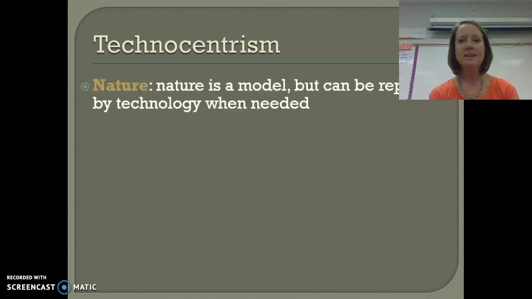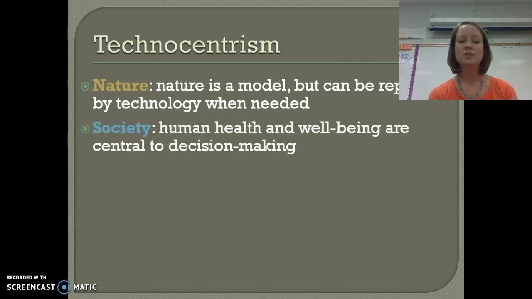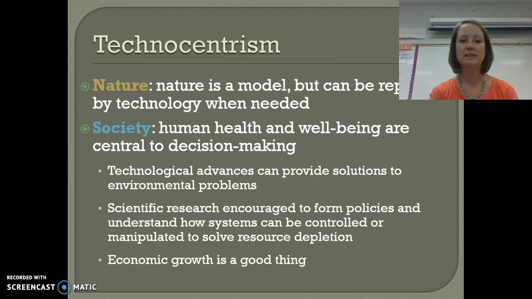Technocentrism, that is that nature is a model that we can replace by technology when needed. So once again, just like anthropocentrism, we are making sure that human health and well-being are what we consider first in making decisions. So this is the idea that we will be able to solve the problems that we've created through technology. That it's important that we research the ecosystems, the systems of the earth, so we know how to form policies and how to manipulate those systems. And this is also the idea that economic growth is a good thing, that is more important than ensuring other species' survival.